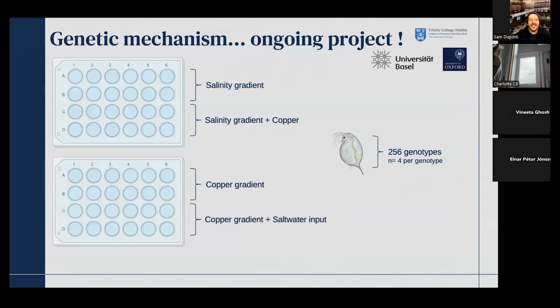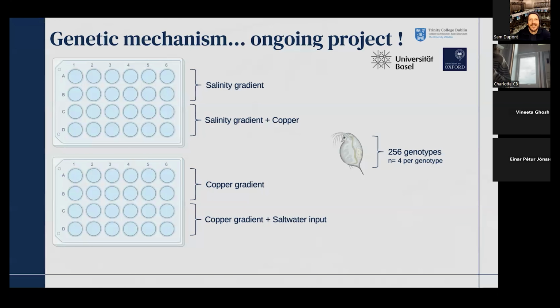So what we're testing right now, based on Aisha's results that I just showed you, is a gradient of salinity. That same gradient of salinity combined with one intensity of copper, and then a copper gradient combined with saltwater input. And we are testing this across 256 genotypes from the panel. This work started 2 months ago, and I think we still have another 6 months of experiments.